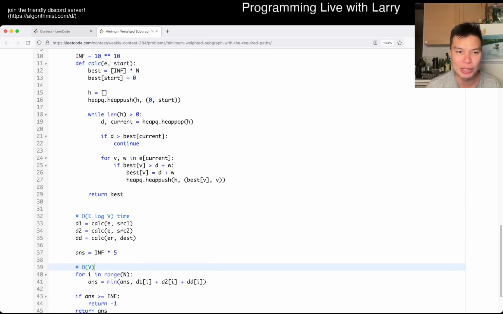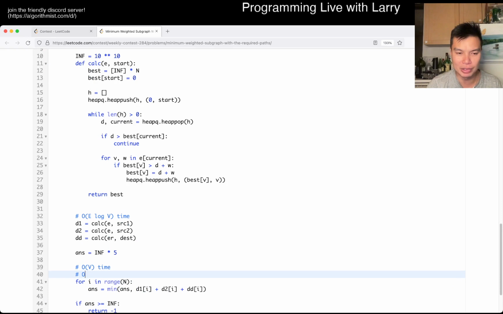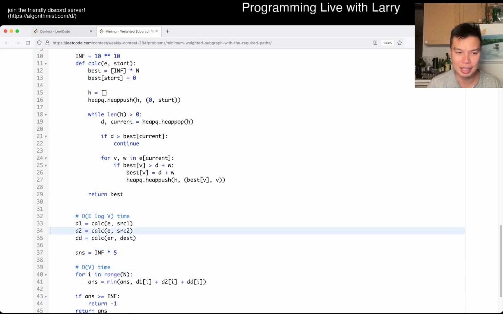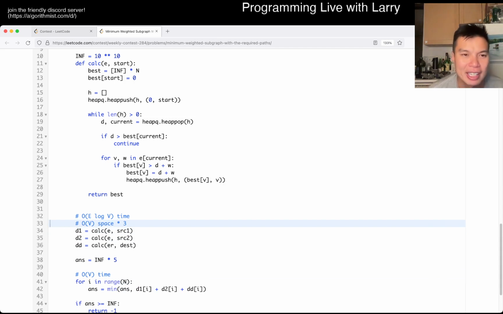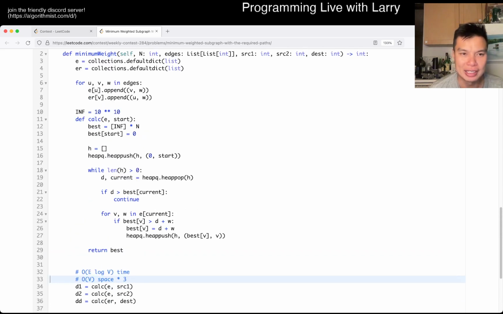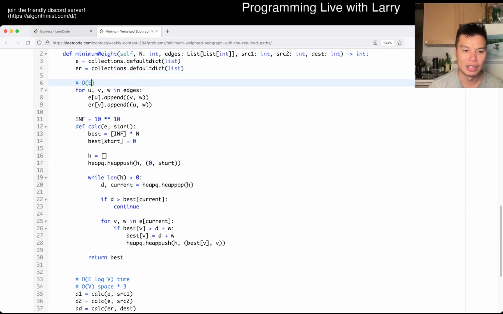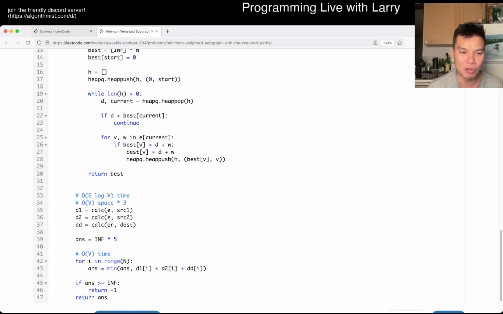In terms of space, we have 3 linear arrays, so that's O of V space times 3 for these things. Of course, that's O of V anyway. And of course, the edge list will also be just O of E. So in total, the space required is, let me just write everything.